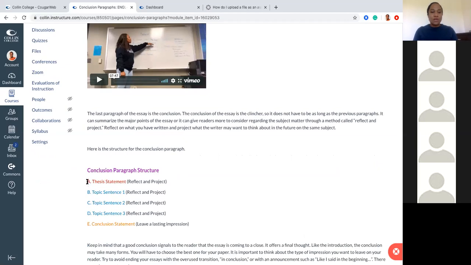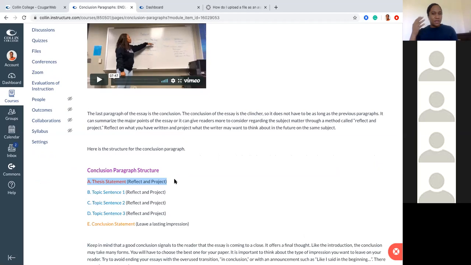We still have this concept of reflect and project. So one of the things you're going to want to do is open your conclusion paragraph with a reflection on your thesis statement, and maybe even include in that sentence a projection. You may want to put that in a second sentence. Don't forget, when you close out the conclusion paragraph, you want to use a conclusion transition word.